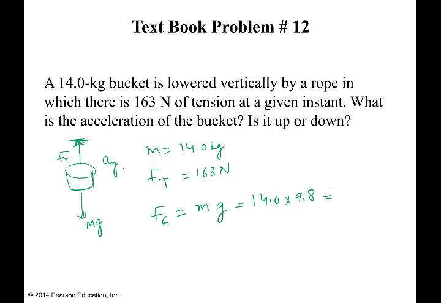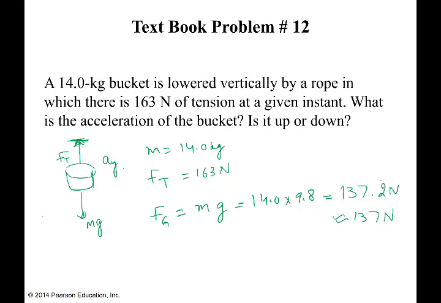So we have 14.0 multiplied by 9.8 comes out to be 137.2 newtons, which actually means 137 newtons. So by the way, the force in the downward direction is way less than the force in the upward direction. You can guess what will happen to it: will it come down or not.